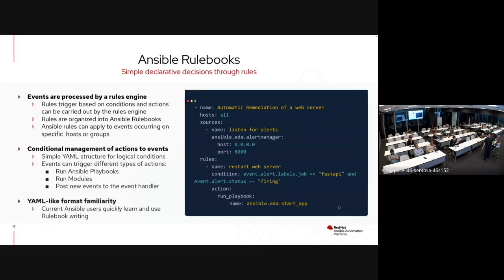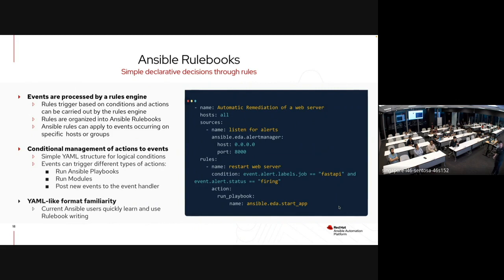So if you look at how the rulebook actually looks, the events themselves are processed by a rule engine. It's triggered based on conditions, and it's organized into what we call a rulebook. The rules can be applied to events that occur on specific hosts or groups. If you are familiar with Ansible, you can see over here that the construct is actually very similar. We are still using the same YAML definition. We have the name, the host. In this case, we are targeting all the target hosts.